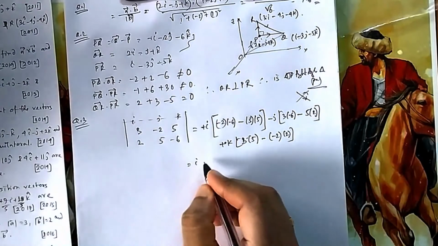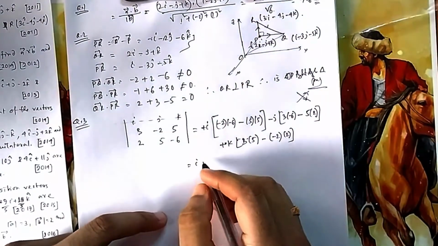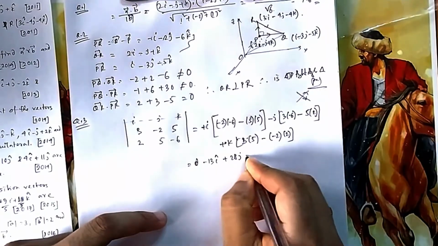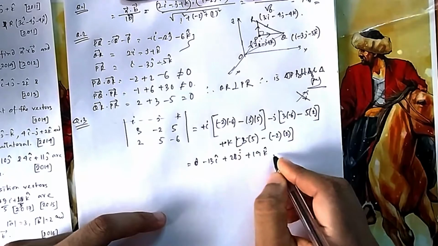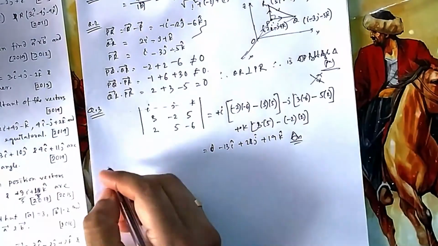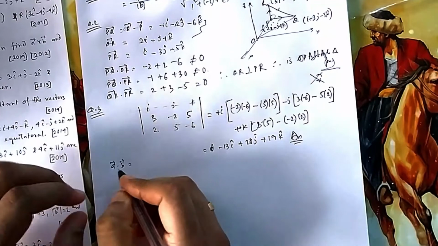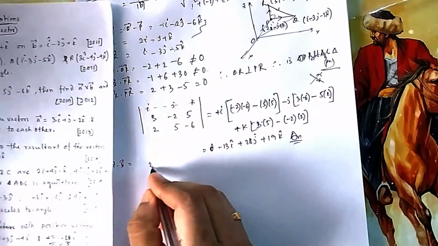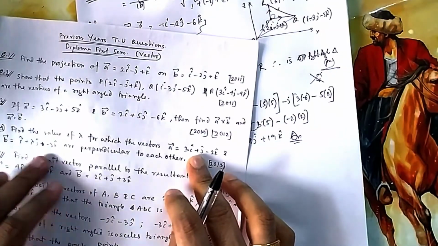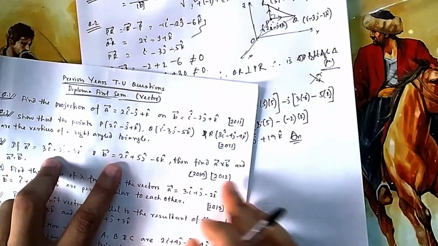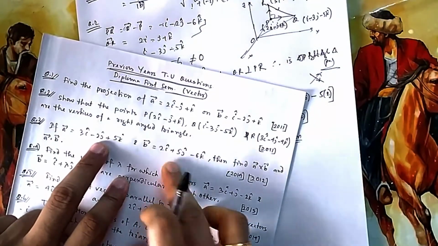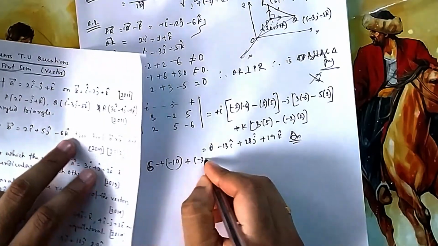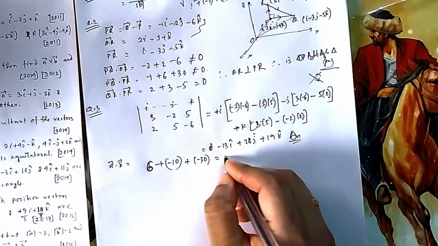So if you do this finally, I am directly writing it: minus 13i plus 28j plus 19k. Check the calculations. I think this should be your answer. Next, if you want to find a dot b, that we have already seen. Dot means a1 will be dotted with b1. So 3 into 1, 3. Then 1 into lambda, then 3 into 2, 6. Then minus 2 into minus 5, that is minus 10. Then 5 into minus 6, that is minus 30. So if you do it, it will be minus 34.